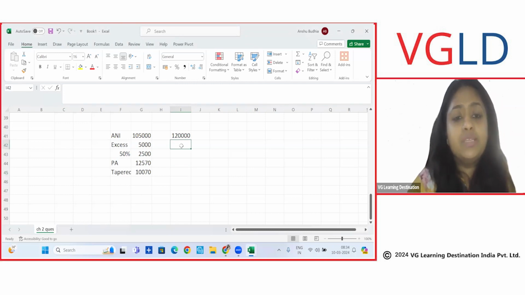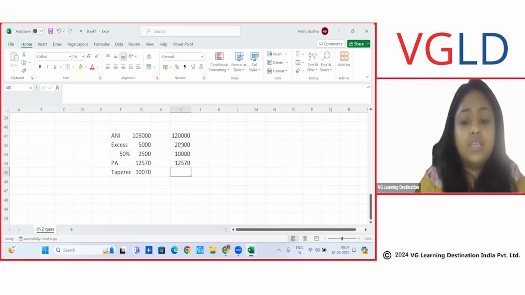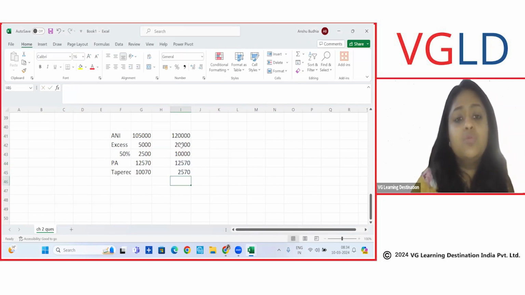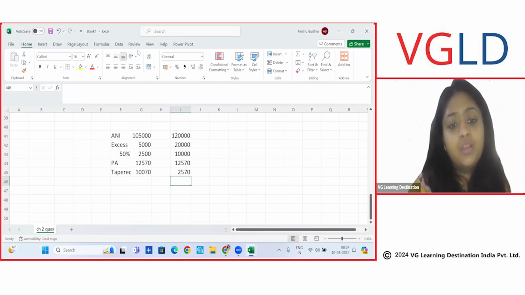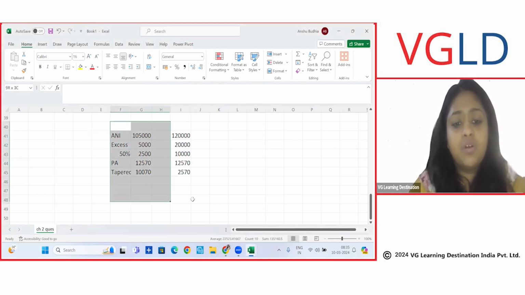Let's check it. What is excess? Excess is 20,000. What is 50% of the excess? 10,000. What is the PA available? 12,570. So what is the tapered PA? This minus 10,000, 2,570. Wonderful. Kritika, are you clear now? Yes, Kritika, you are correct. All of you are correct. Right? So I hope now you're clear with this concept. Okay, let's take one more question.